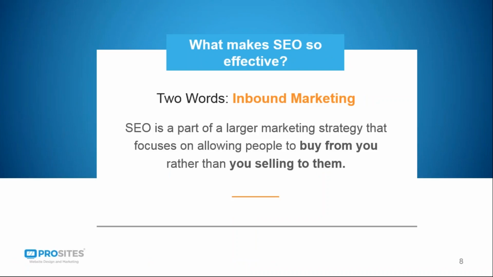So what makes SEO so effective, and I kind of alluded to this already, is really the idea of inbound marketing. SEO is a part of a larger marketing strategy that focuses on allowing people to buy from you rather than you selling to them. In other words, by looking for you, they have given you permission to appear and let you market to them. So really that's why it's effective, because they're paying attention. They're looking for you.